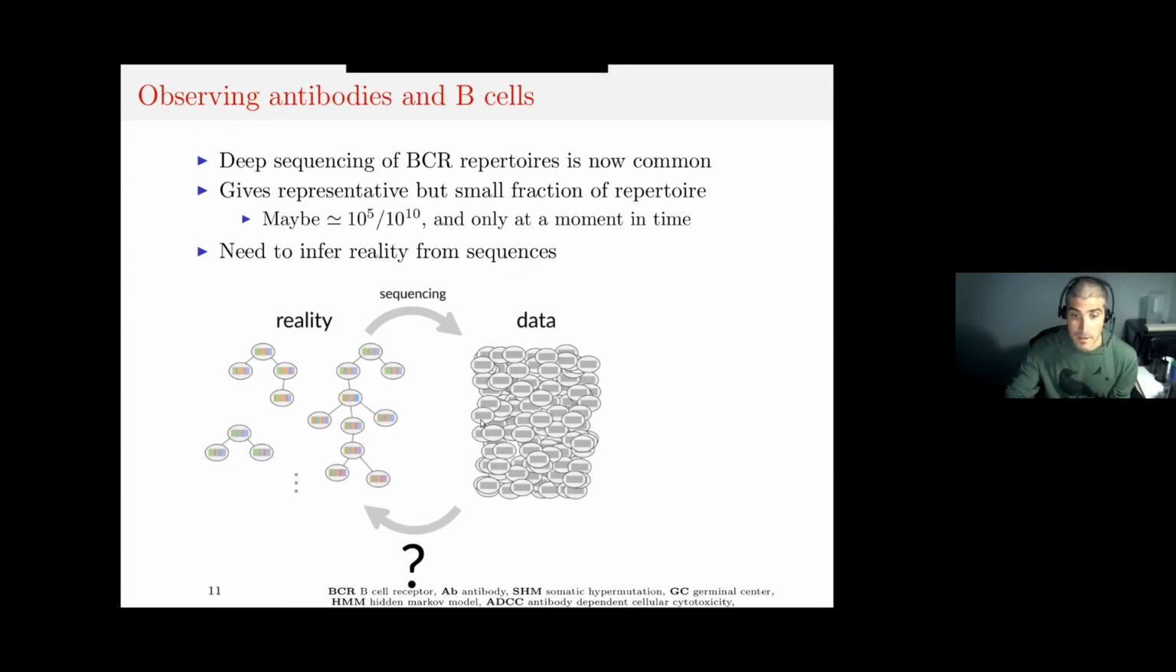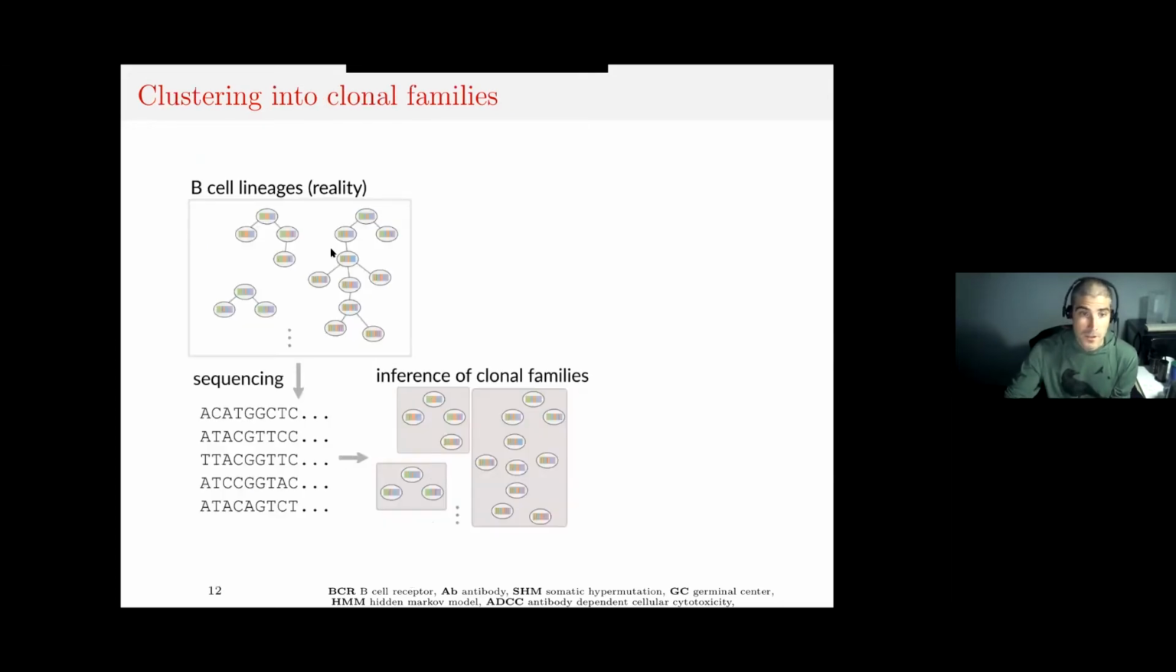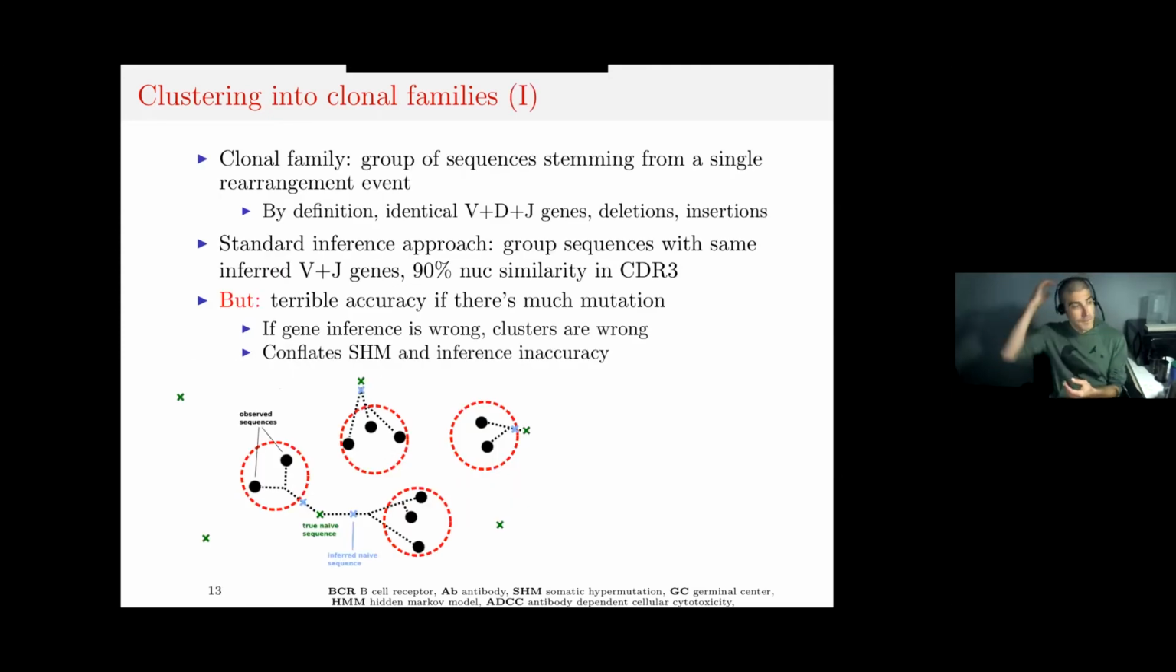So what we want to do, and what I'll be talking about in the rest of this talk, is going back here to infer some representation of the reality that's occurring. So the first step in this is to group together the sequences that are clonally related, which I'll call clonal families. And what I mean by that is sequences that stem from a single naive rearrangement event. So by definition, clonally related sequences have identical V and D and J genes and exactly the same deletion boundaries and also inserted bases.